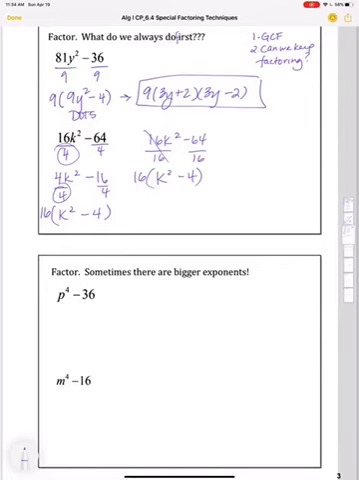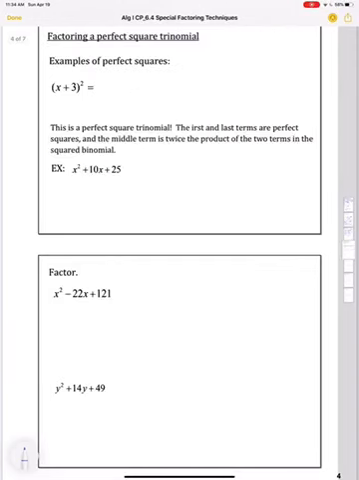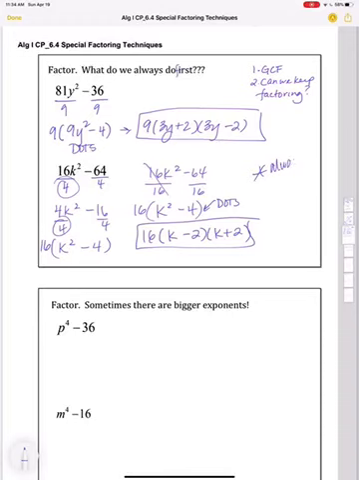And then we have to check step 2. Can we keep factoring? 16 times k minus 2, k plus 2. Because this right here is the difference of two squares. You have k squared is a perfect square, and then minus, which is what we need, and then 4 is a perfect square. And don't forget, always write the GCF in front. If you lose it along the way, then you'll never get back to the original problem.